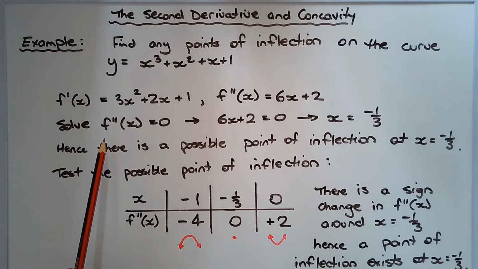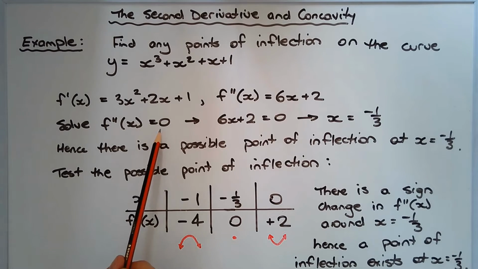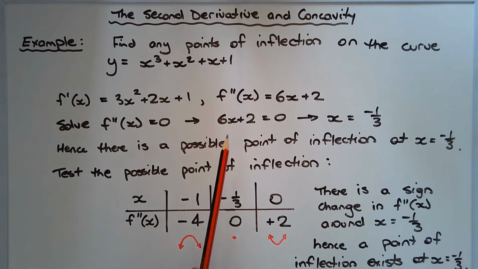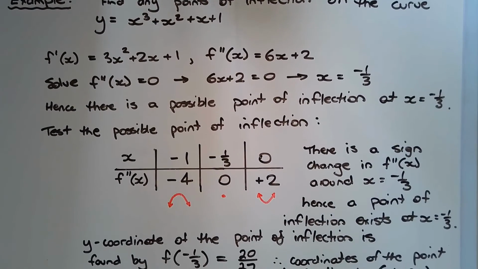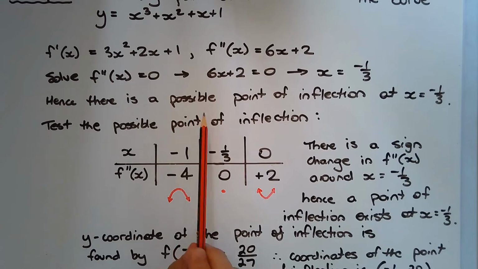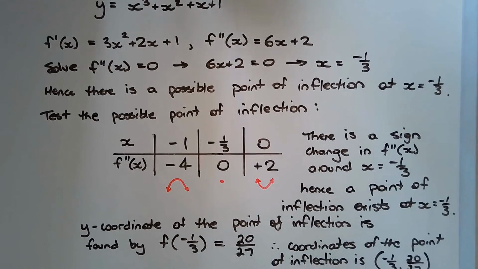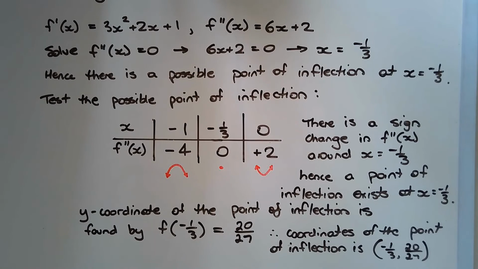Next, we solve the equation f double dash of x equals 0, and f double dash of x is equal to 6x plus 2. So we're going to solve 6x plus 2 equals 0. And solving for x, we get x equals negative 1 over 3. Hence, there is a possible point of inflection at x equals negative 1 over 3. Next, we test the possible point of inflection, and we can use a table to do that.